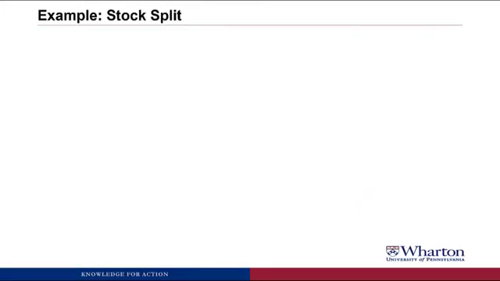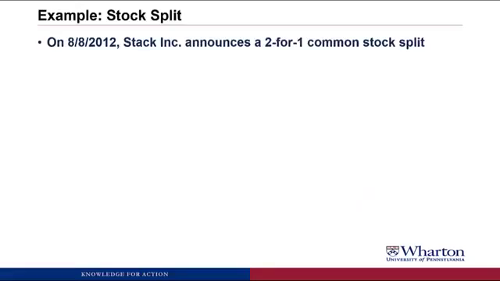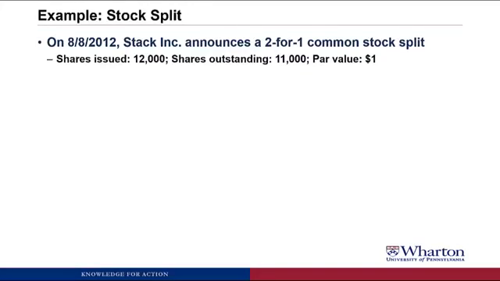Next, let's look at the example of a stock split. So on August 8th, 2012, Stack Incorporated announces a 2-for-1 common stock split. So they're going to exchange 1 share of current stock for 2 shares of the new stock. At this point, there are 12,000 shares issued, 11,000 shares outstanding, and the par value is $1. So why don't you go ahead and try to do the journal entry to record the stock split.